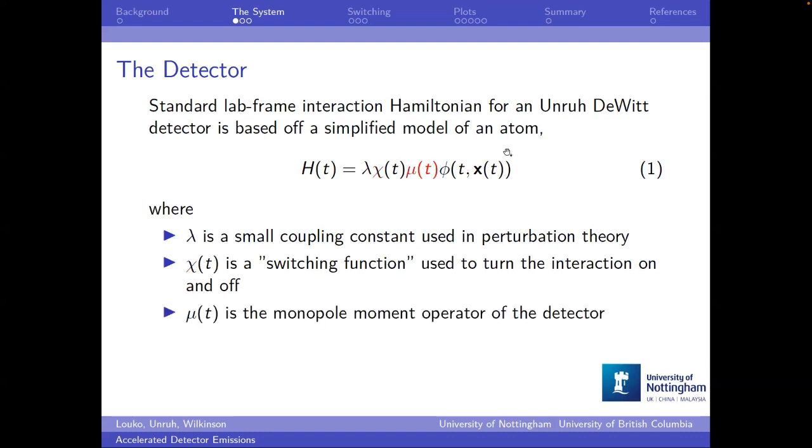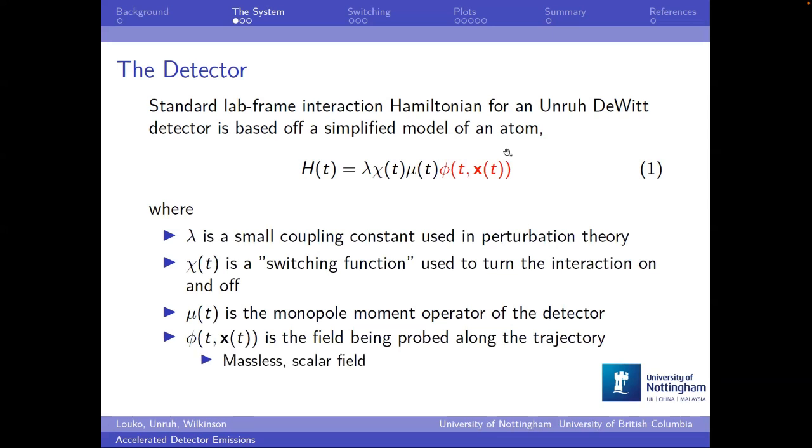Mu is the monopole moment operator of the detector. This is very often what we're interested in, what the detector is doing, but instead I'm looking at phi, the field. And worth noting, this field, in my case, is massless and scalar, and we're working in 2+1 Minkowski spacetime. Very similar to Yorma's talk, surprisingly.